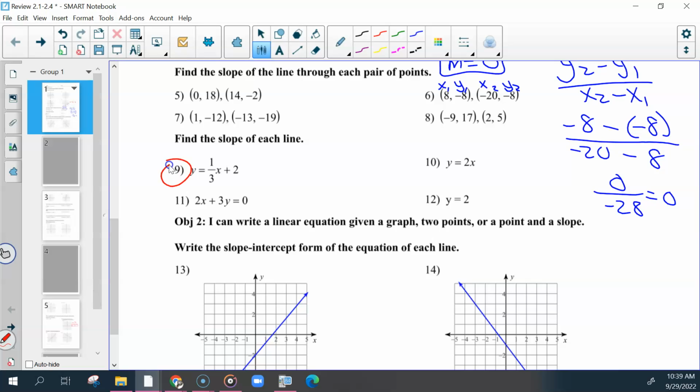For number 9, we are asked to find the slope. You're given your slope-intercept form, so you just have to know which of these two numbers is your slope. The number in front of x would be that slope. So your answer would be 1/3.